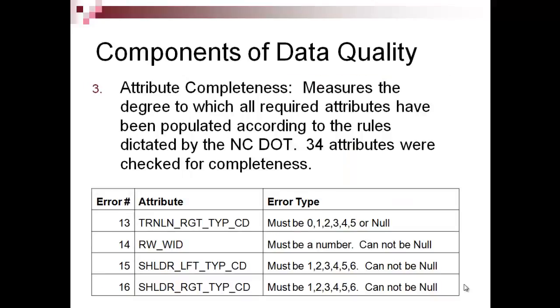The other component of data quality was attribute completeness. So we looked at about 34 different attributes to make sure they were actually complete. That didn't necessarily mean they were correct, just to make sure they were complete. So for the turn lane type, the only possible values there could be 0, 1, 2, 3, 4, 5, or null. Those are the only possible values. It couldn't be 8 or 10 or anything else. For the right of way, it had to be a number. For the surface width, it had to be a positive number. Nothing more, nothing less. It couldn't be a letter. It couldn't be a negative number or zero. So we went through and we automated some Python code to look for this attribute completeness.